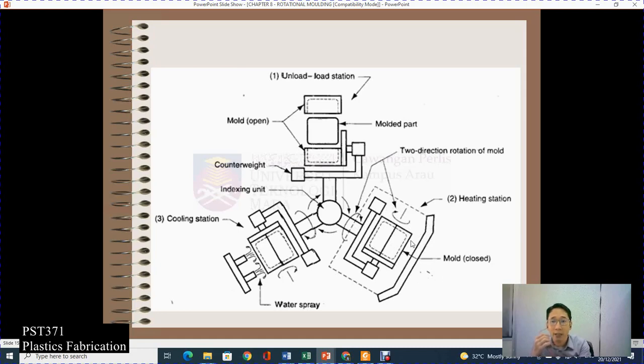as the material starts to melt. Then you remove it from the heating station and go to the cooling station, and the mold is still rotated biaxially. As the polymer melt starts to solidify, it goes through to the unload station, where the mold is opened, the part is removed, and for the next cycle, new raw material is loaded into the mold cavity.